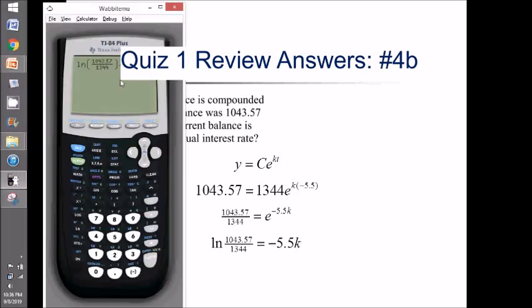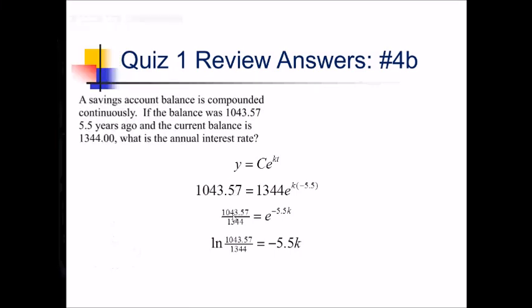If we do that division out on the calculator, we end up with about 0.046, and not a whole lot of change. So there's our k value. Now to convert that to an interest rate, we just multiply by 100 to express it as a percentage. So that's 4.6%.